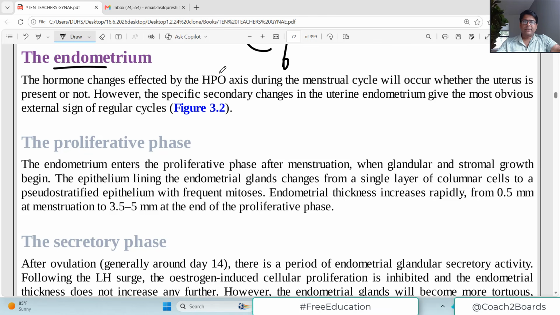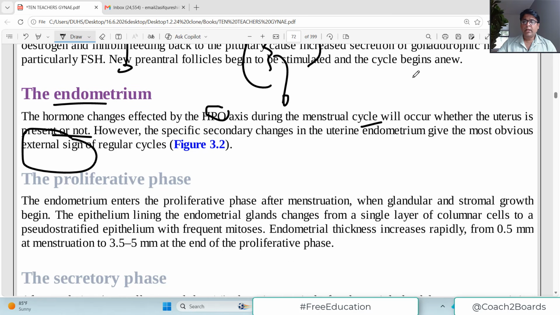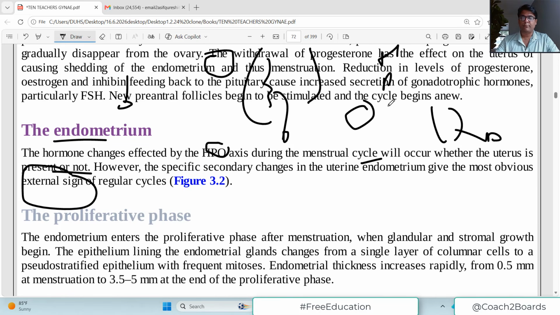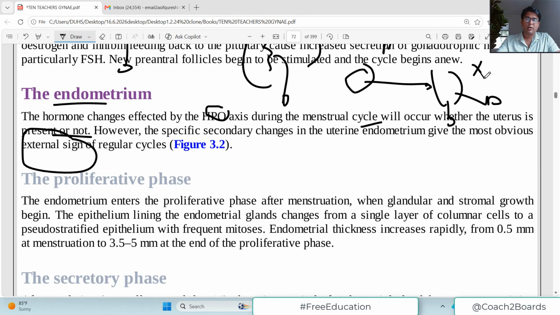Now, the hormone changes affected by the HPO axis during the menstrual cycle will occur whether the uterus is present or not. However, specific secondary changes in the uterine endometrium give the most obvious external sign. External sign क्या है menstrual cycle का? The bleeding. And this is dependent on the uterus, right? Although अगर आप uterus निकाल भी दें, even if you do the hysterectomy for some reason, the cycles will continue, क्योंकि ovary अगर मौजूद है और hypothalamus मौजूद है और pituitary मौजूद है, this will continue. The only bit कि यहाँ से जो signals uterus को जा रहे हैं और जो uterus से every month bleed हो रहा है वो नहीं होगा अगर uterus नहीं है.